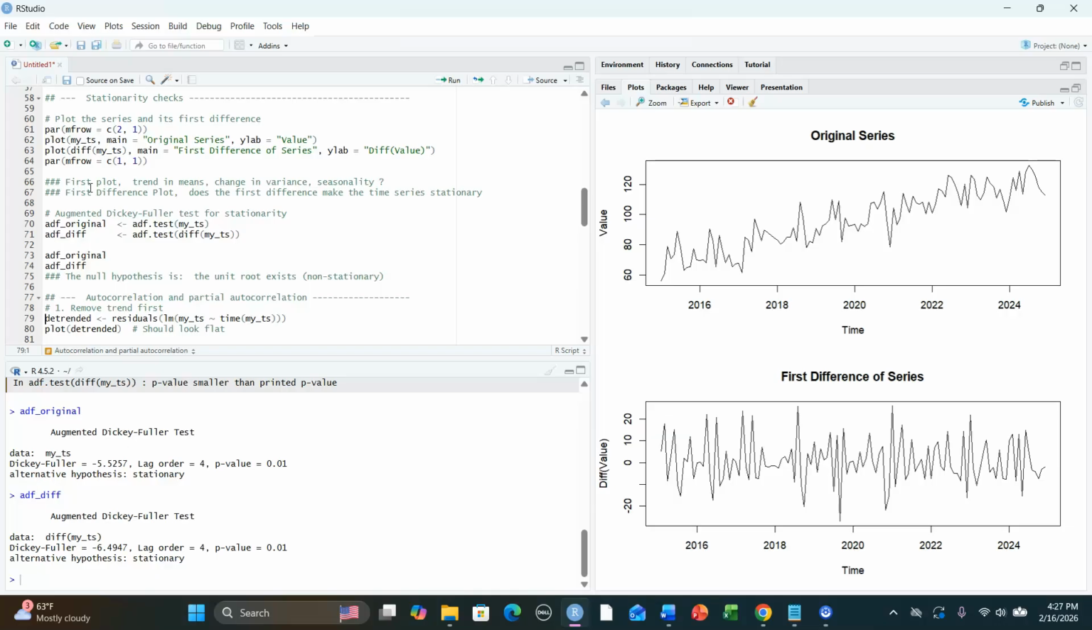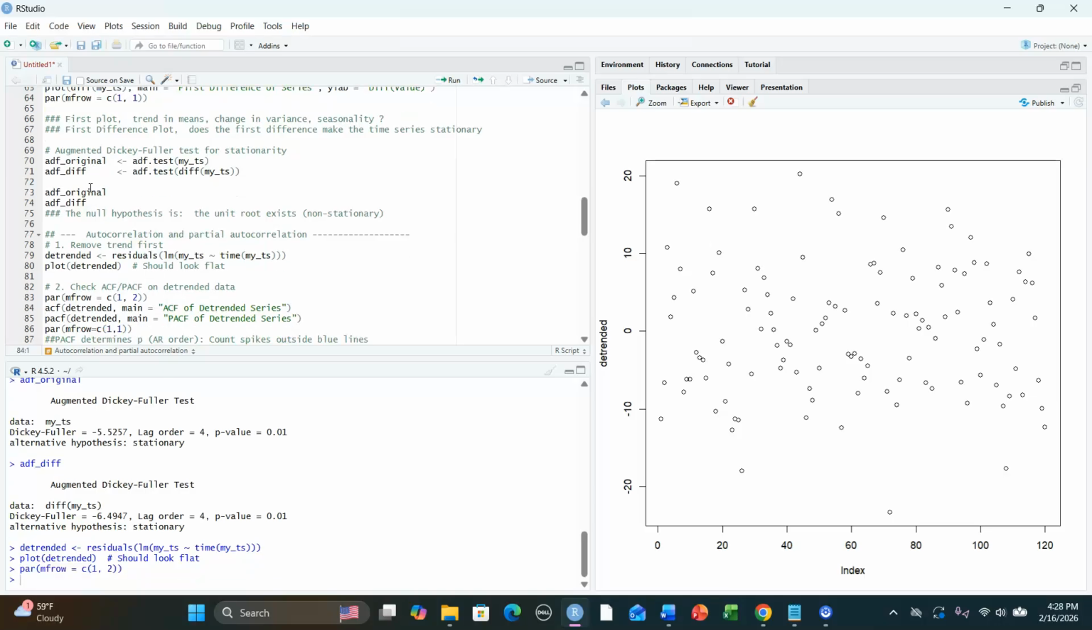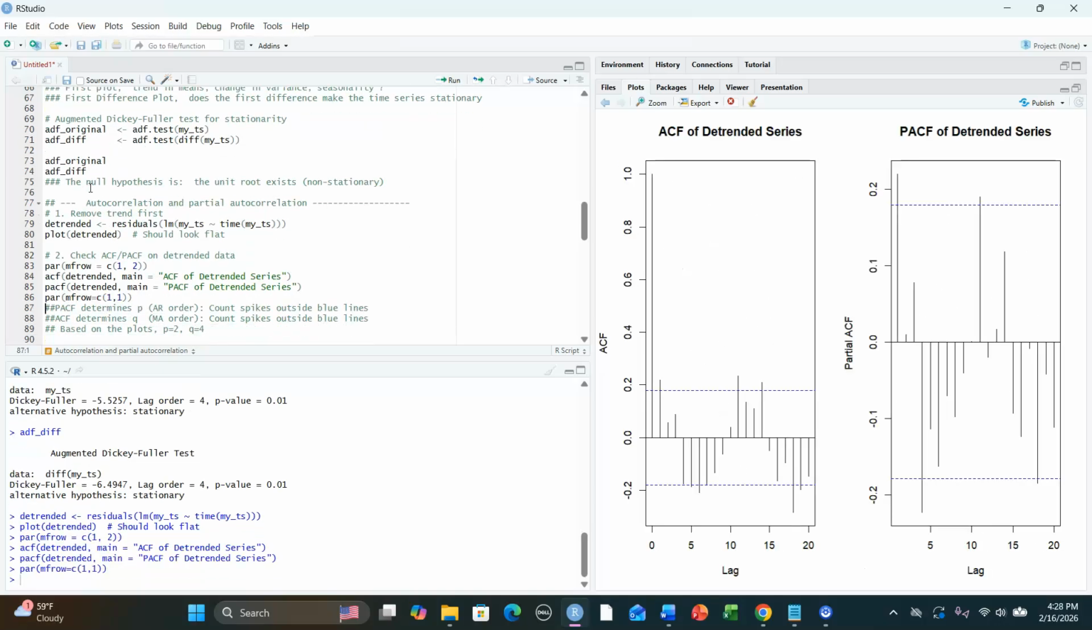So we extract the residuals by fitting a linear regression model of the data points against time. Then we plot the residuals, and it looks like that. So this is the detrended time series. And then we can now check the ACF and the partial ACF. And they look like that.